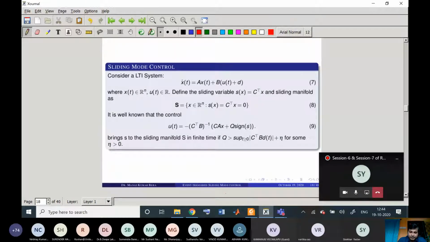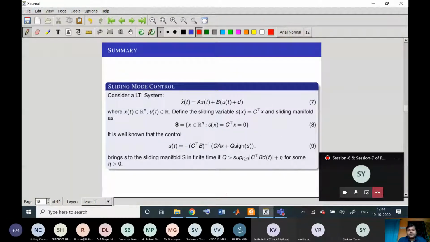Now, as a summary, if we have a system x dot t equal to A into xt plus B into ut plus d, then we can choose a sliding surface C transpose x equal to 0. For this sliding surface, the control law will be minus C transpose B inverse CAX plus Q sine of S. Q is the gain. How will you choose the gain? It will be the maximum bound of the disturbance.